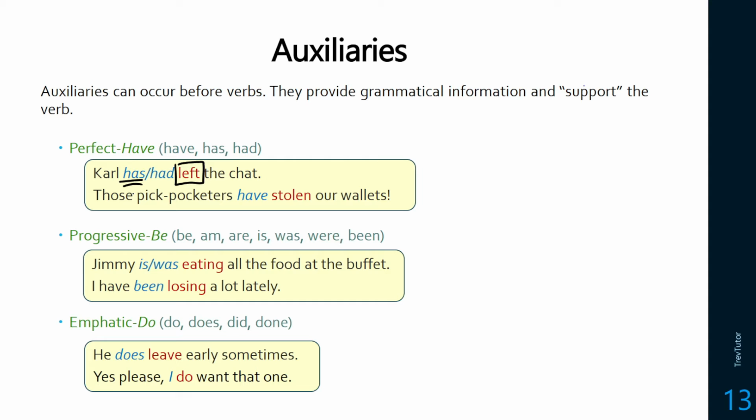Those pickpocketers have stolen our wallets. So stolen is the verb here. Have is supporting it. This is perfect have. It has meaning. Again, we'll talk about it in that subsection. Progressive be, same idea here.